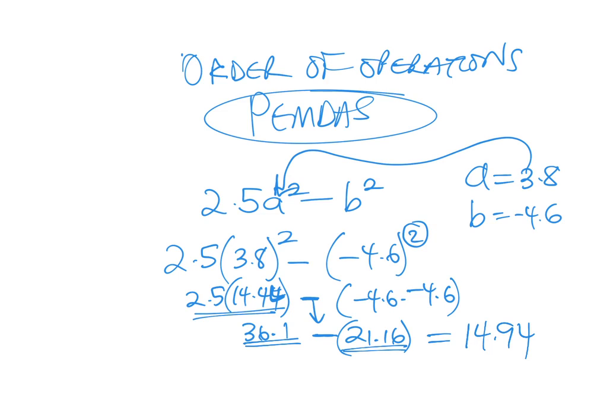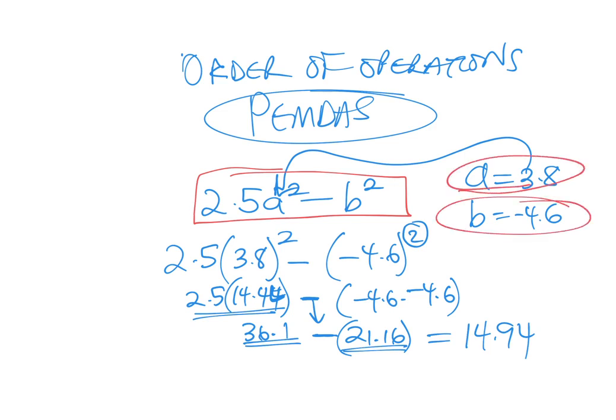So let's take it from the top quickly. We had 2.5 a squared minus b squared. a was 3.8 and b was negative 4.6. We plugged in the value for a. We got 3.8, so 3.8 times 3.8 is 14.44. And then we plugged in this for b. We got negative 4.6 times negative 4.6, and that was positive 21.16. We simplify by multiplying this part, right? We got 36.1, and then 36.1 minus 21.16 takes us to our destination. So that is how we use that principle.